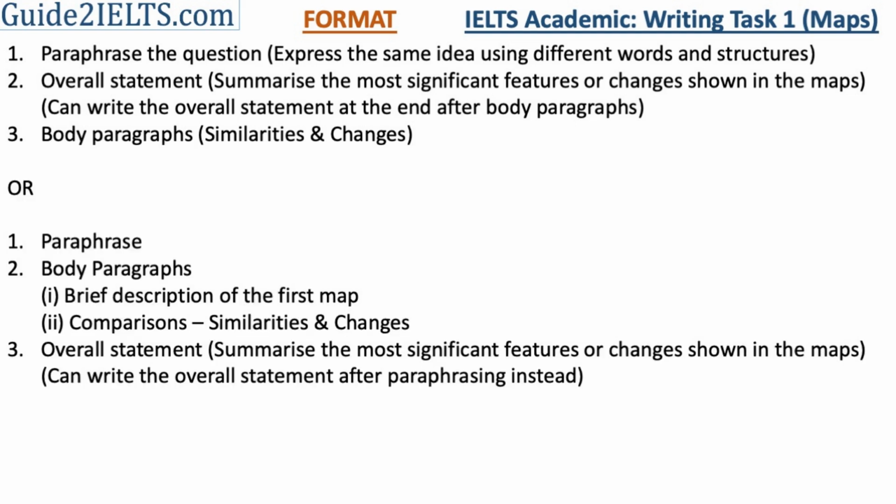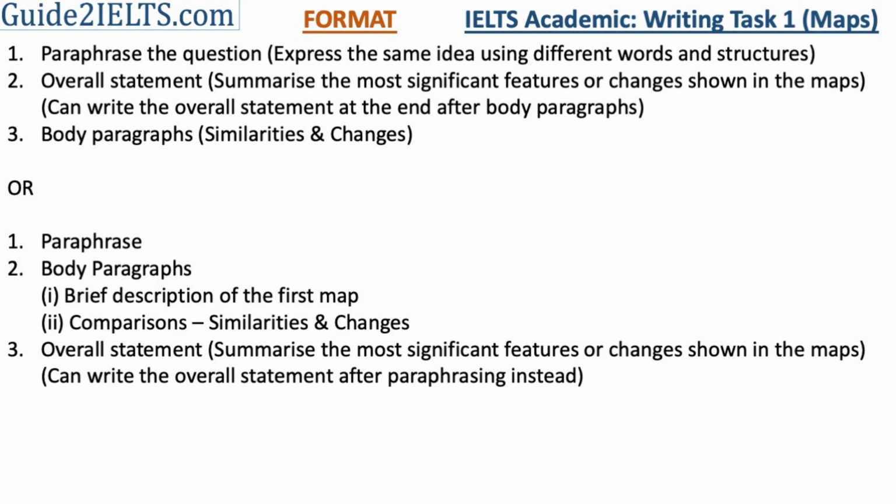You can also change the format a little by starting with the paraphrasing, then writing a brief description of the main features of the first map. After that, you write similarities and changes, then the overall statement. But it could make your answer very lengthy and it could take more time. When you write similarities and changes, you will discuss both the maps. You will discuss that something is like this in the first map and then it has changed like this in the second map. So you will be talking about both the maps when talking about similarities and changes.